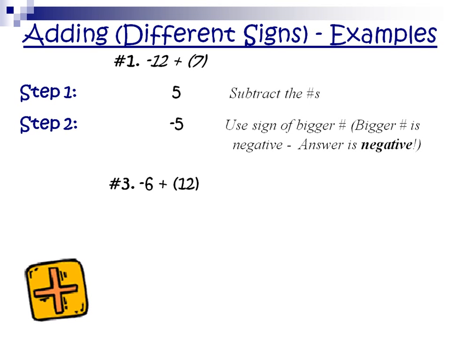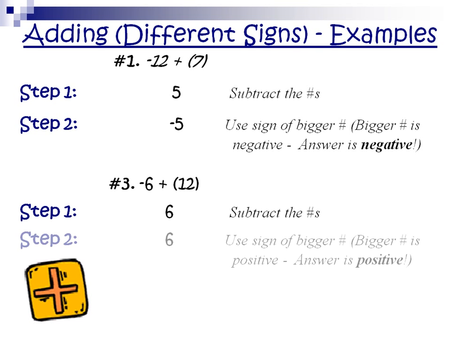Let's look at number 3. Negative 6 plus 12. Different signs again, so we do the difference or subtract, and take the sign of the higher number. So 12 is highest here, therefore our answer will be positive 6.